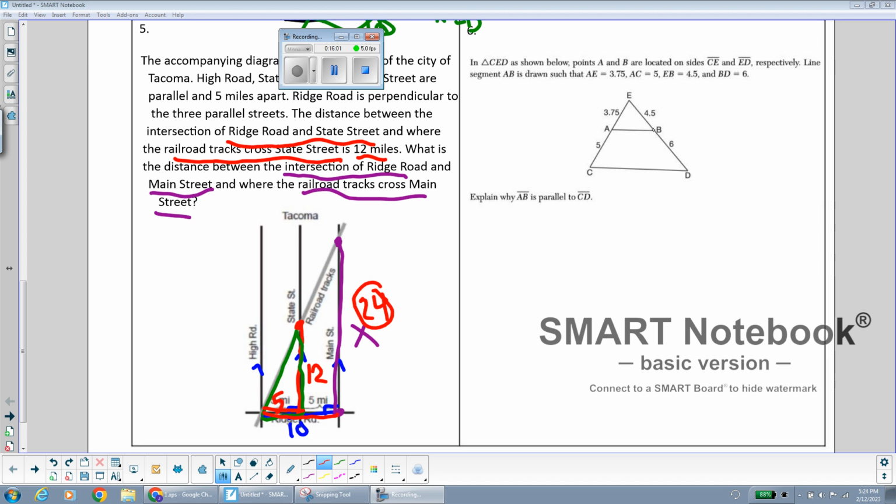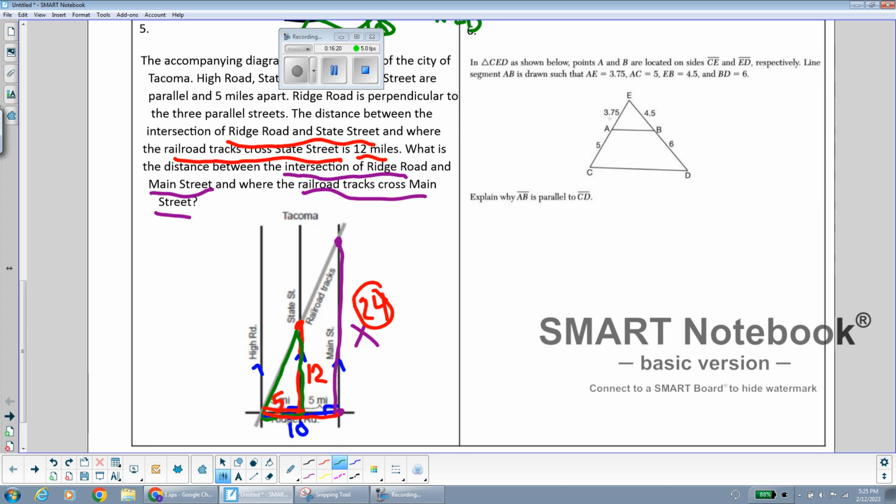Okay. In triangle CED, we have points A and B. AE is 3.75, AC is 5, EB is 4.5, and BD is 6. Explain why AB is parallel to CD. Okay, so let's take a look.